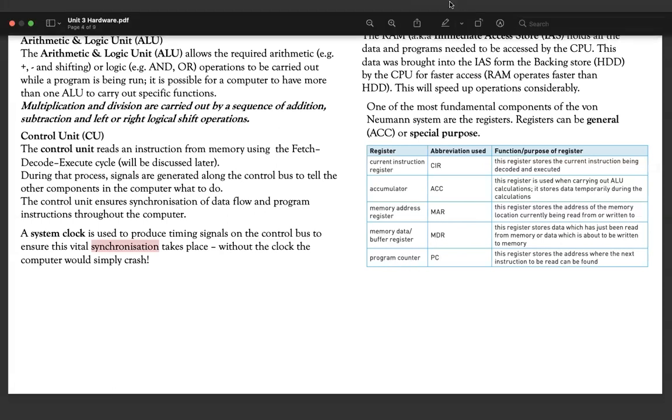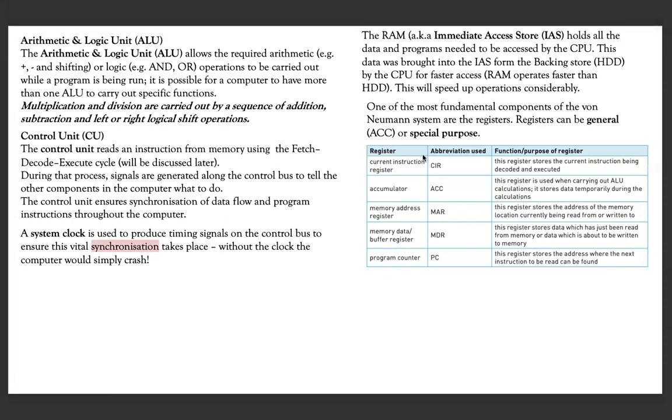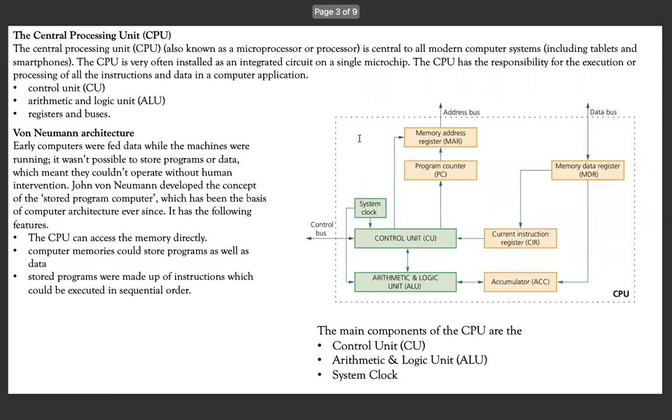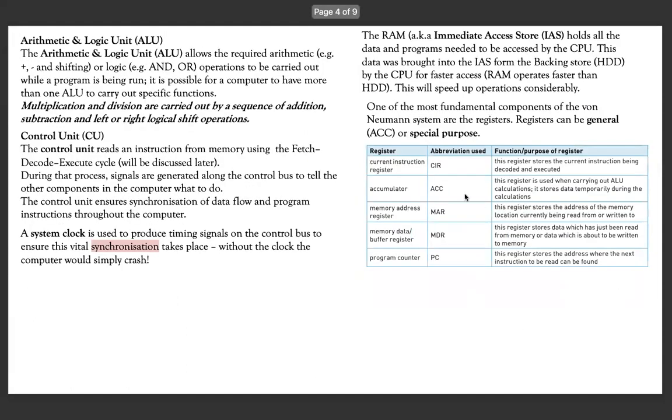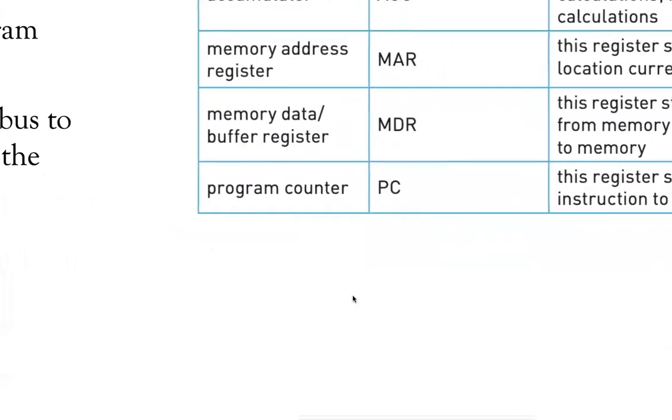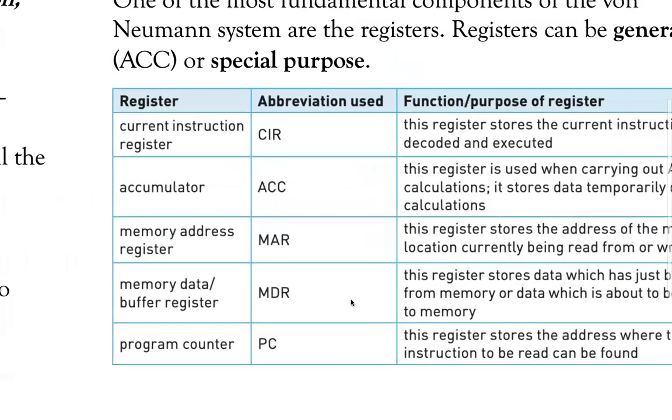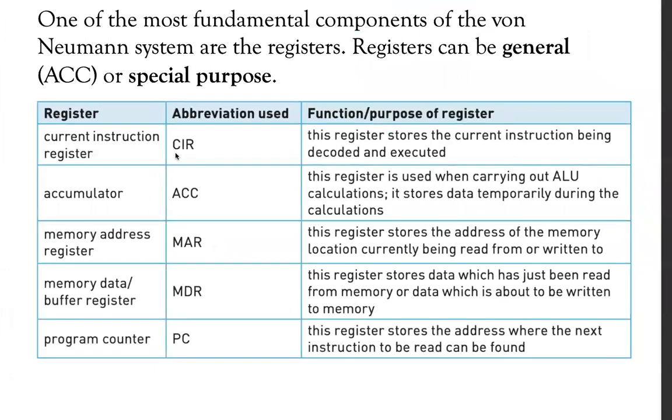Okay, now let's look at what the different registers are. In the previous screen, we saw that our CPU is made up of the control unit, system clock, arithmetic logic unit, and a variety of registers. Now let's look at these registers. The first register we see here is known as the current instruction register. The concept makes sense just by looking at the name; we're capable of identifying what this register actually does.